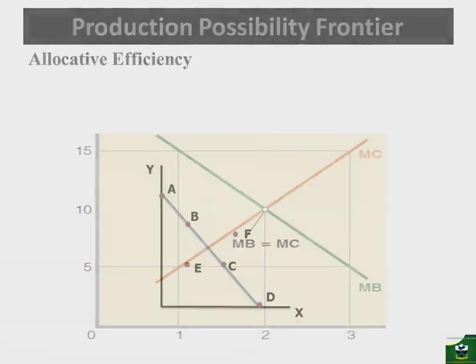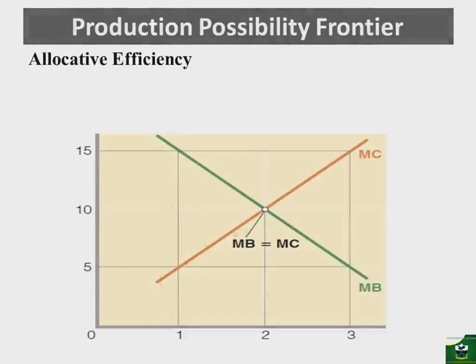So graphically, we see that for allocative efficiency, we are at a point where the marginal benefit, which is usually the demand curve, and the marginal cost on the supply side, we see that the two curves are equal. And at this point, we notice that we have 2, which is captured from the X side, and then 10 on the vertical.